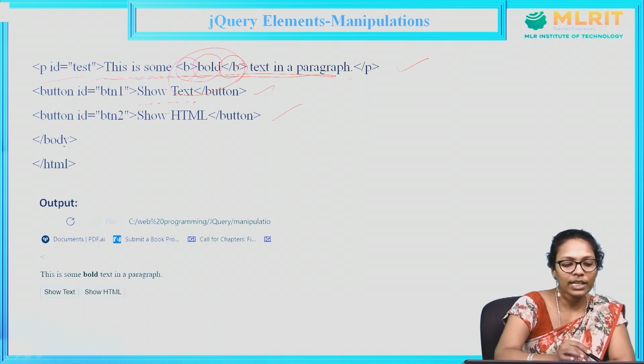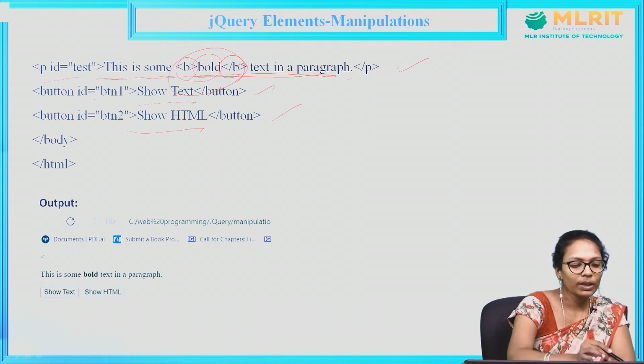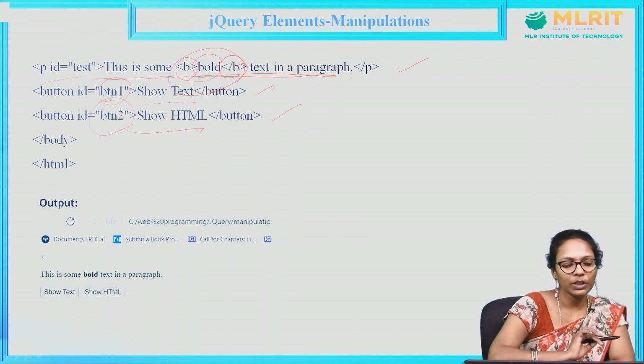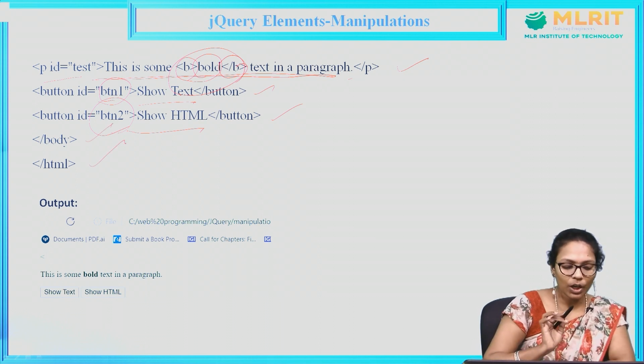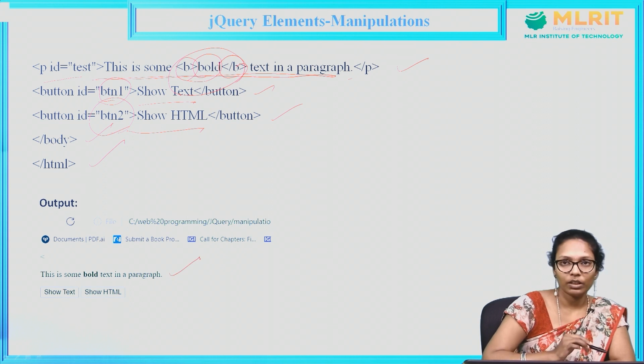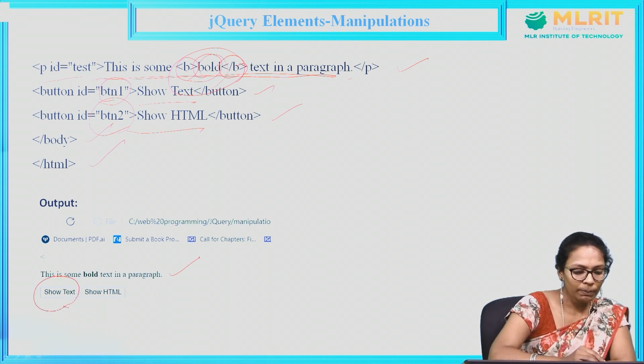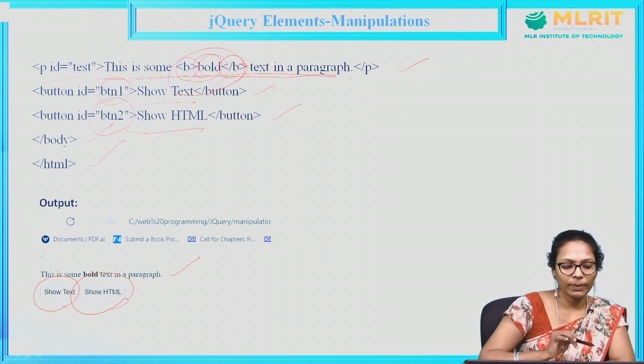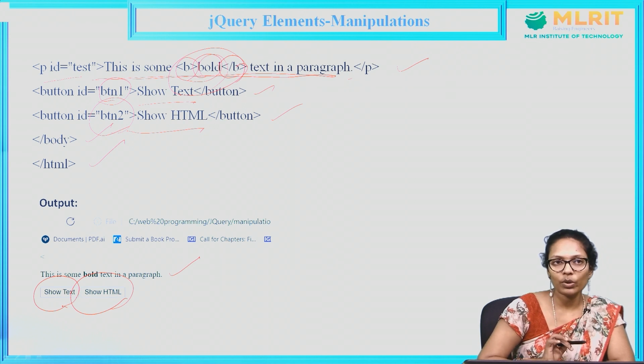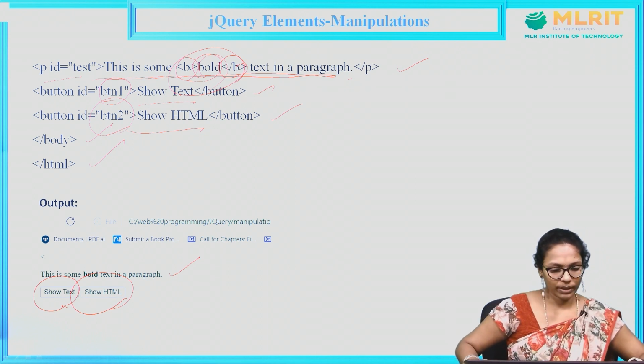Now I am creating two buttons. One is show text and the other one is show HTML. The first button ID is btn1 and the second button ID is btn2. That's all. You close body and close HTML. Now this is the output I'll get. This is the paragraph message I get by default: this is some bold text in a paragraph, and the bold word will appear in bold. What happens if I click on the show text button, and what happens if I click on show HTML? We will see by executing this program.